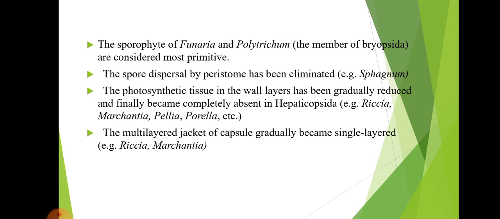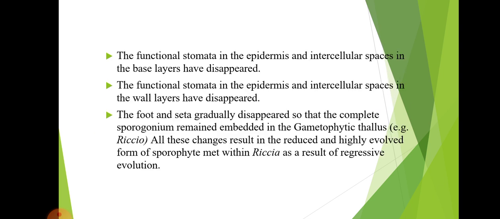The multi-layered jacket of the capsule gradually becomes single layered in Riccia and Marchantia. The functional stomata in the epidermis and intercellular spaces in the wall layers have disappeared.